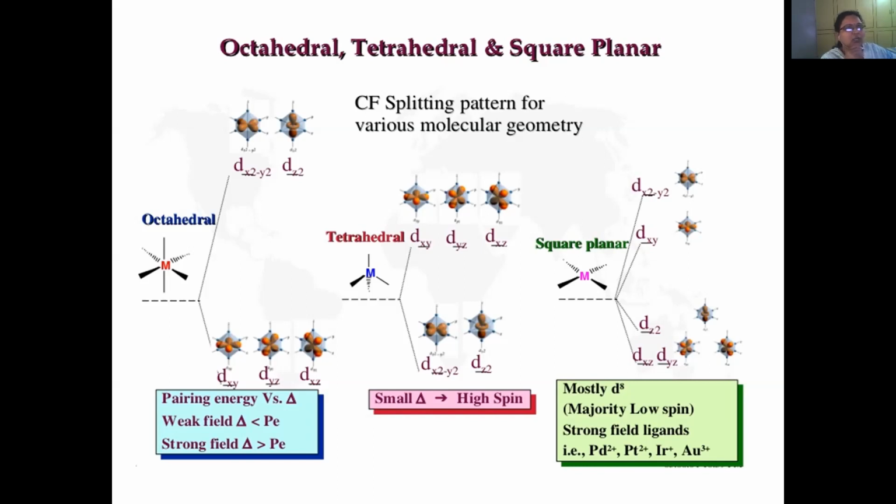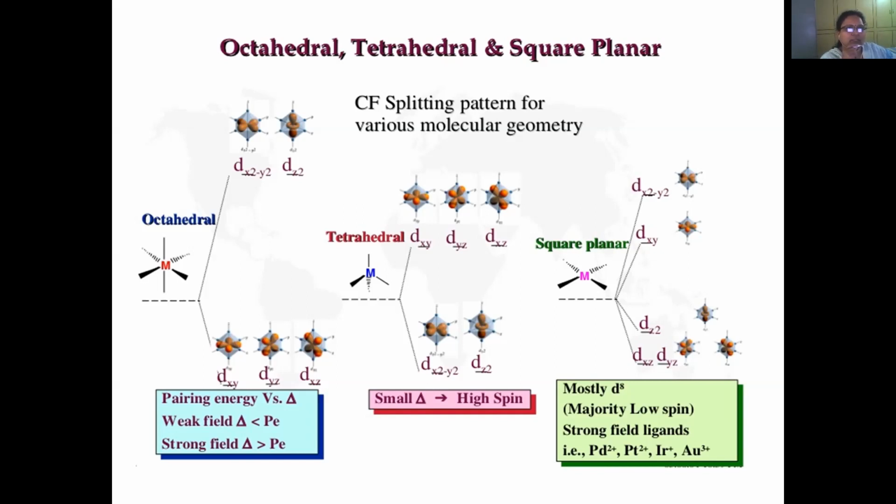Now, in tetrahedral geometry, we have seen that the ligands approach the metal in between the axes. That is why T2g orbitals are repelled more and they have higher energy. And Eg orbitals, in which lobes are present along the axis, have lower energy.